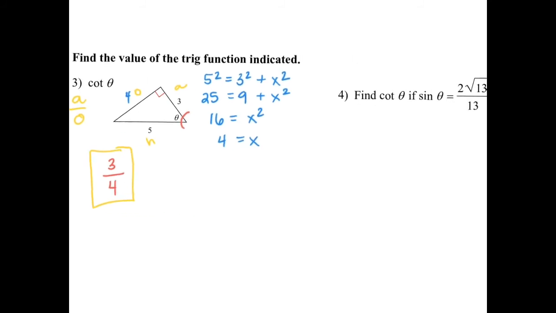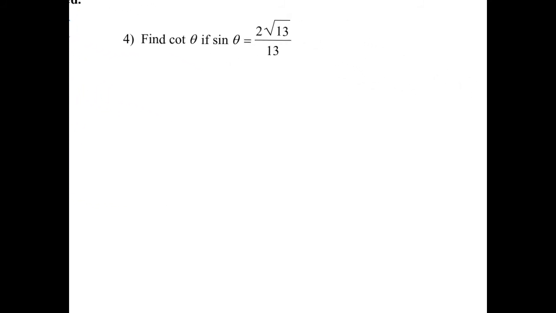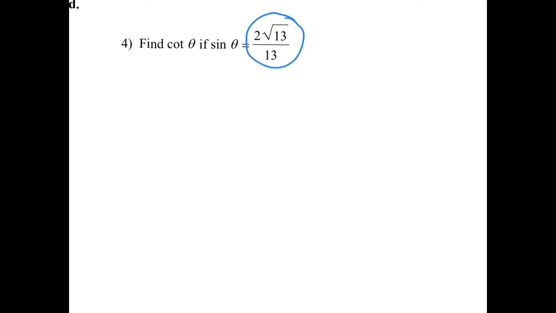Now, number 4. Find cotangent theta if sine theta is 2 root 13 over 13. Through practice, I know that I can rewrite this without rationalizing the denominator, so that would be 2 over root 13. That's going to help you. Now, I don't have a triangle right now, but there's nothing stopping me from drawing it in. So I'm going to have my theta right here and my 90-degree angle.